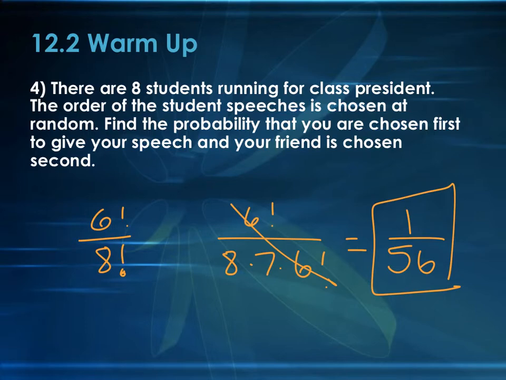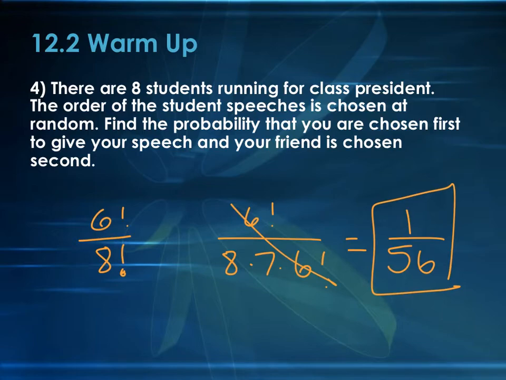Couldn't you just do 1 over 8 times 1 over 7? Yes, you could do that now, it's fine, but I didn't want to confuse you because we're going to talk about independent and dependent probabilities in the next couple of sections. So I'm keeping it in terms of permutations here just so that we're consistent, but yes, I think that's easier. You'll get there.